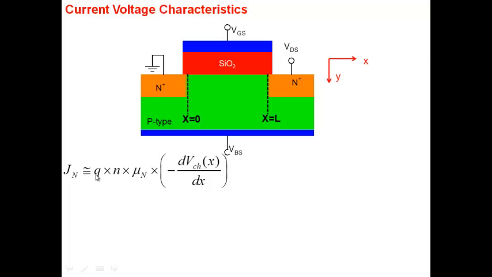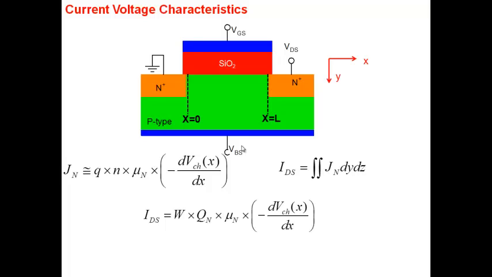So Jn, as you know, is q n μn times the electric field. And we are talking about current flow in the channel here, so the electric field is minus the derivative of channel voltage with respect to x. Okay, that's current density. Current is flowing from source to drain here, and you need to integrate to get the overall current. You need to integrate over y and over z. These are the two integrals over y and z.